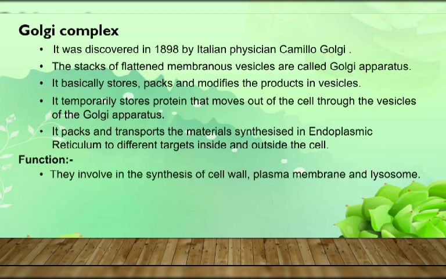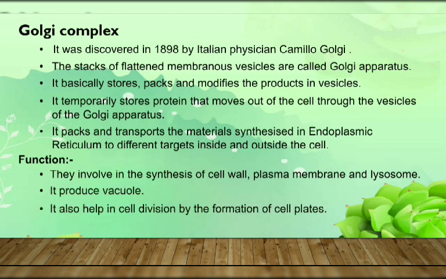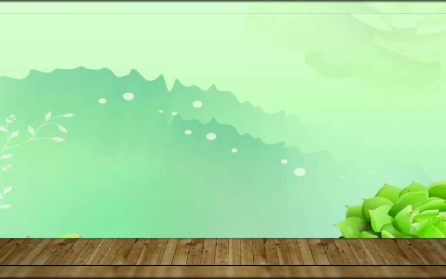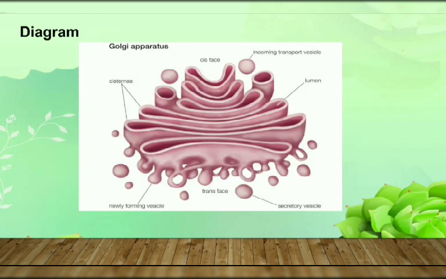Functions: synthesis of cell wall, plasma membrane, lysosome, vacuole. It produces vacuoles also. This one is the most important point: it helps in cell division by the formation of the cell plate, because it helps to cut the cell into two parts by the formation of the cell plate. Diagram, you see this one is the diagram.